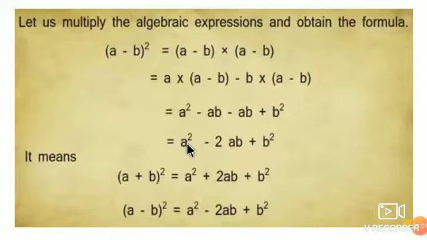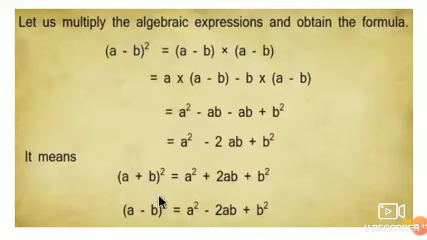A square here, minus ab. So 2 times ab, and both the terms have minus sign. It will remain as it is here, minus sign. You know that 2ab plus b square. This is the expansion of this expression. It means (a plus b) whole square is equal to a square plus 2ab plus b square, and (a minus b) whole square is equal to a square minus 2ab plus b square.